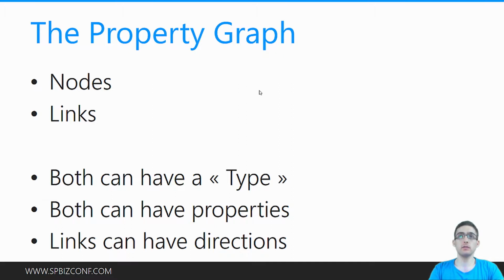And links can have a direction. So I can be a friend of Tom. Tom can be my friend, and we can be friends together. But links have a direction, so when we walk the graph, it can go from one way to another way, or both ways.